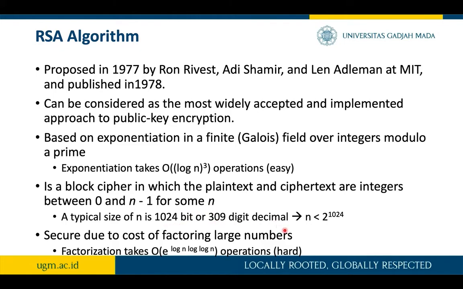It can be considered secure because the cost of factoring large numbers is hard. Factorization takes big O of e to the power of (log n)(log log n) operations. So the attack is usually based on the factorization of large numbers.